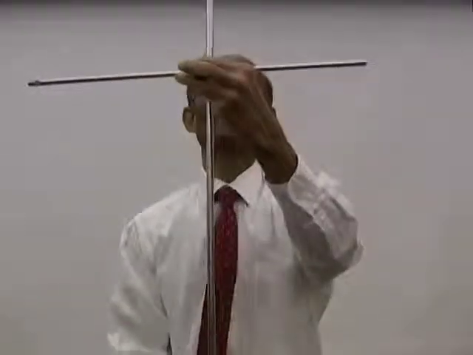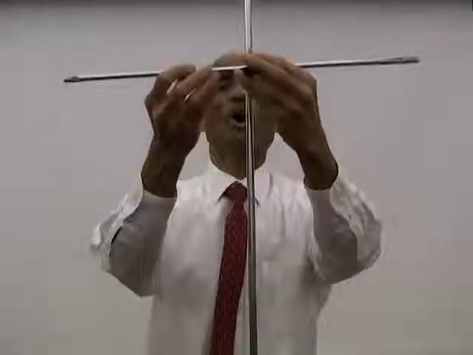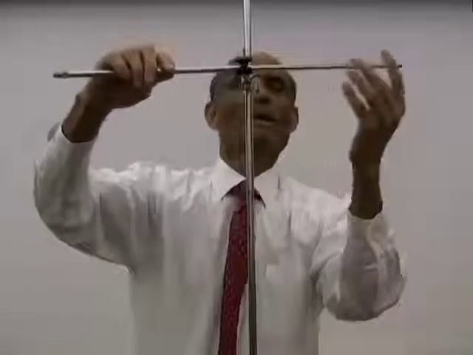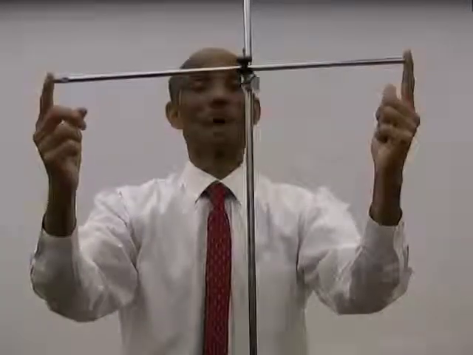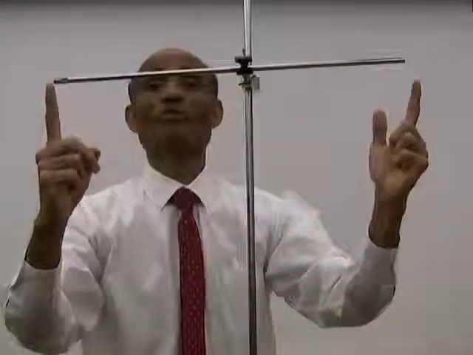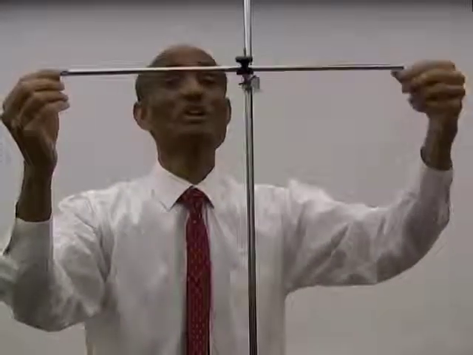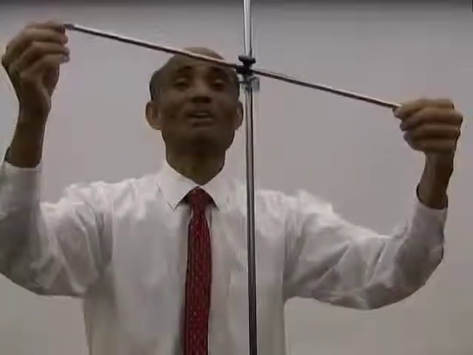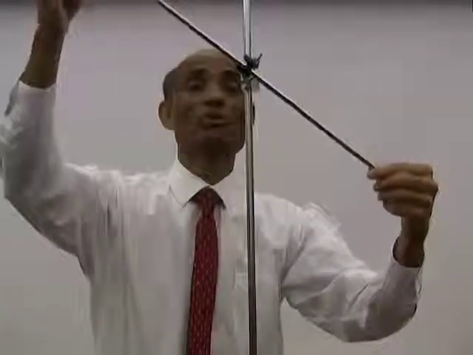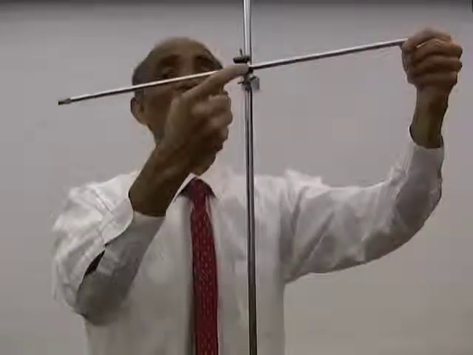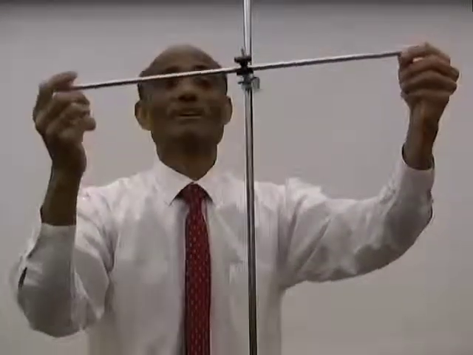I showed you an example of a couple a little while ago. I can produce a couple on this rod. I can apply a force upward at this end and an equal downward force at the other end. Look at that. What does a couple do? A couple produces rotation about an axis.